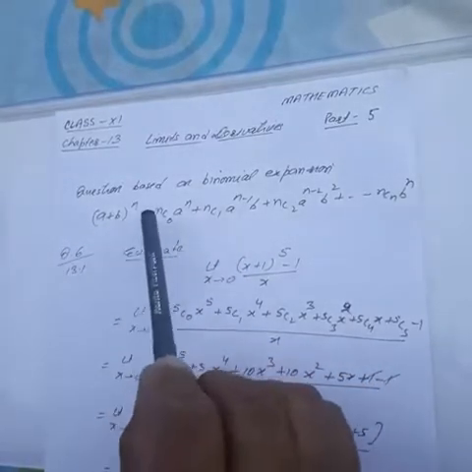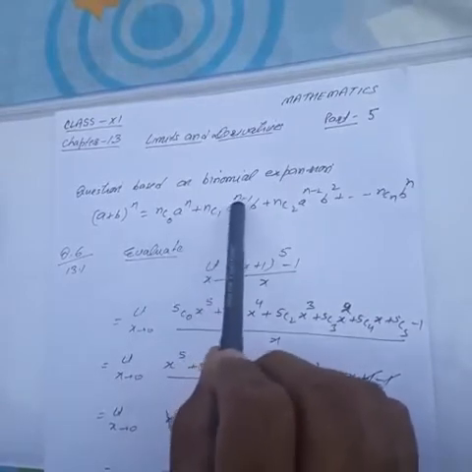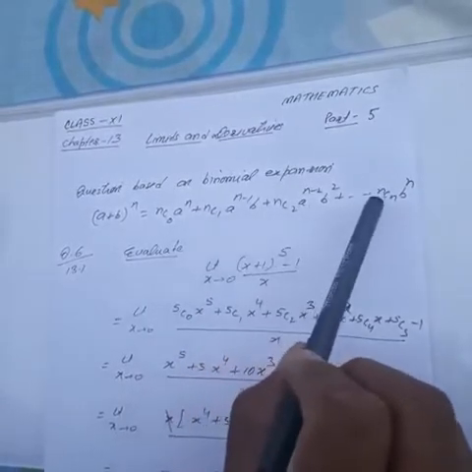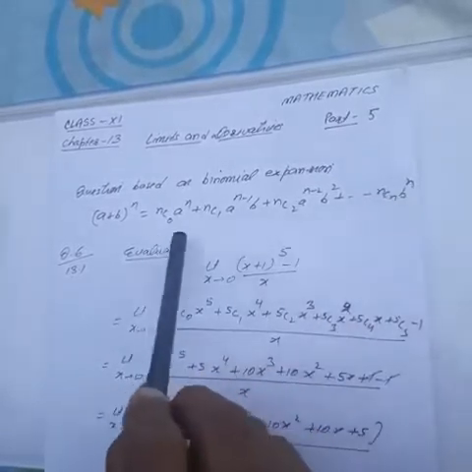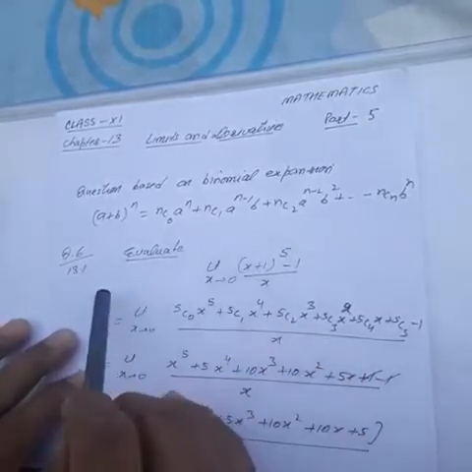So (a plus b) raised to the power n is nC0 a raised to the power n, plus nC1 a raised to the power n minus 1 into b, and so on up to nCn b raised to the power n. So this is the formula. Now move on to question number 6 based on this.